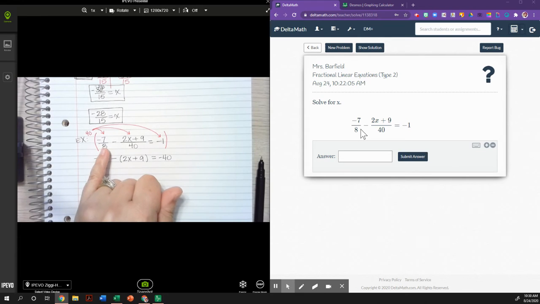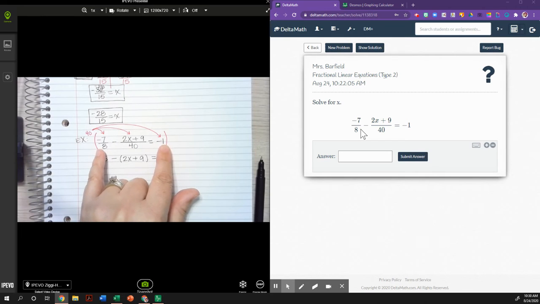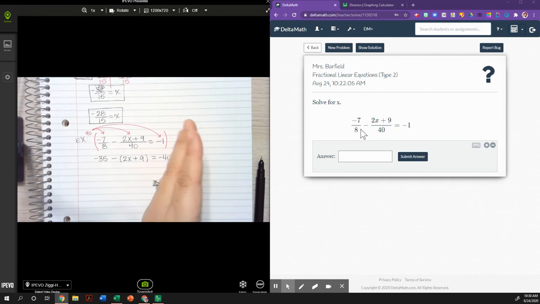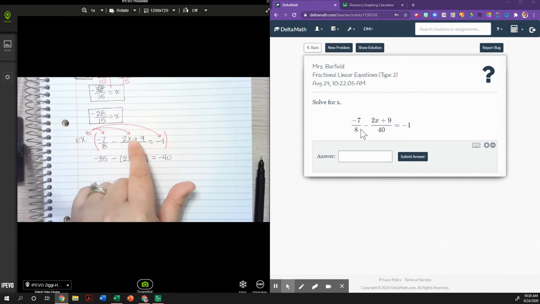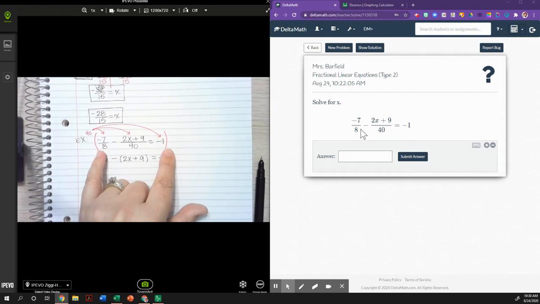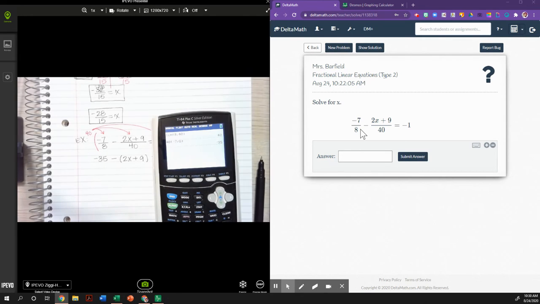I have a denominator here of 8 and a denominator here of 40, and I want to eliminate all of the denominators from the problem. So I need to multiply all 3 of the fractions by the common denominator. We're going back to adding and subtracting fractions. Now, if you're looking at it going, Miss Barfield, I really don't know how you came up with 40.